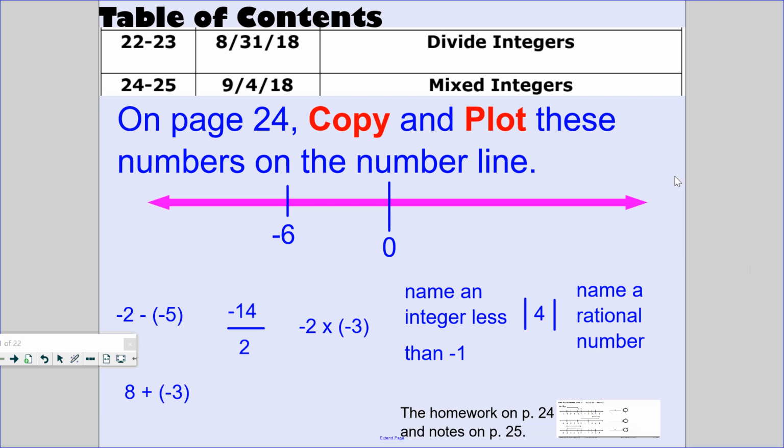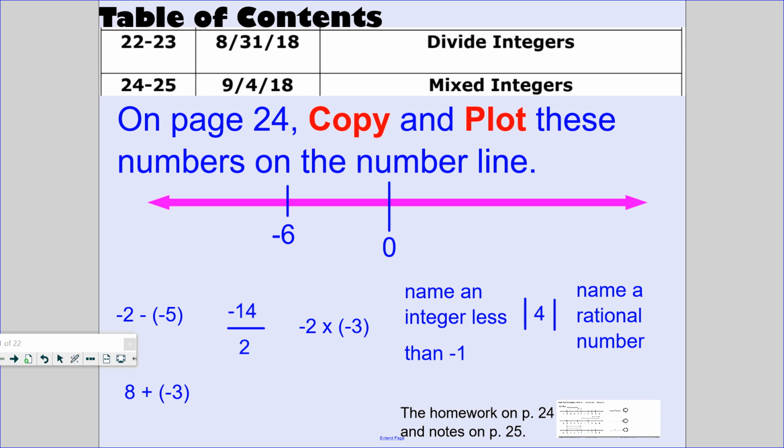Welcome to this lesson. This lesson is over mixed integers. Add, subtract, multiply, and divide given integers. So on your notebook, please copy and plot these numbers on the number line. So as you can tell, this is an open number line with 0, and -6 is to the left of 0 because negatives are to the left, positive numbers are to the right.